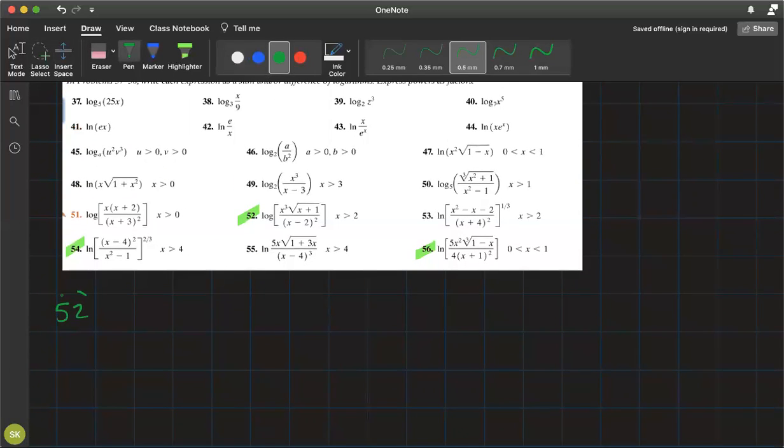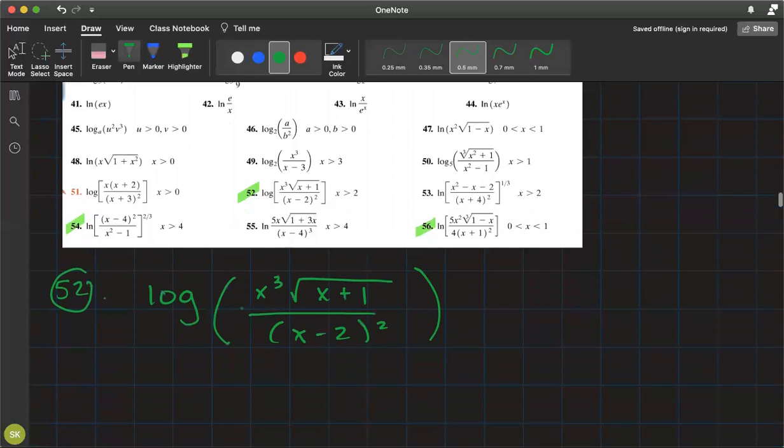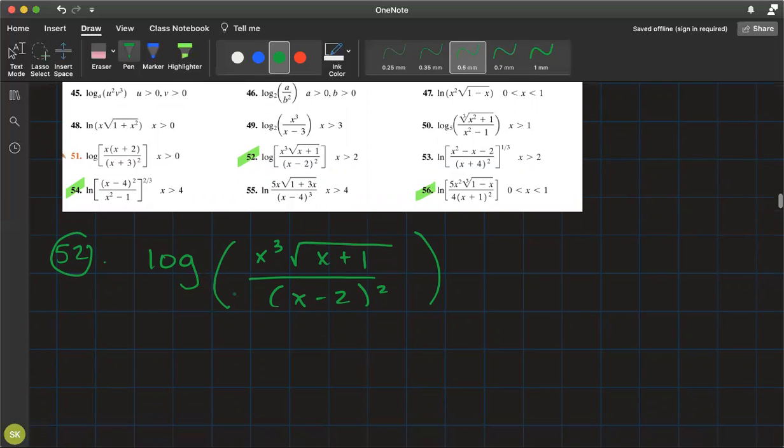So 52 says we have the log of x cubed square root of x plus 1 divided by x minus 2 squared. So there's a lot going on here. First off, the base of this log, because I don't see it, is assumed to be base 10. So just keep that in mind. I have multiplication on the front, and then in this denominator, I have division. And in that denominator, I have something squared.